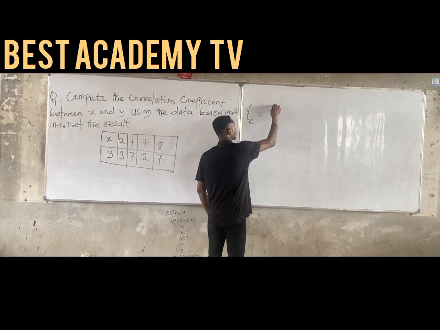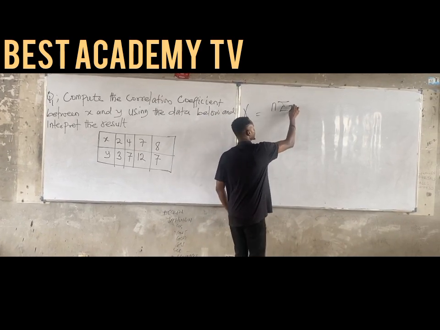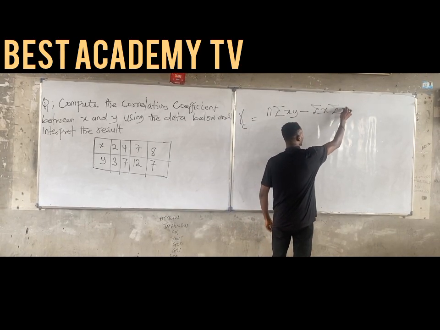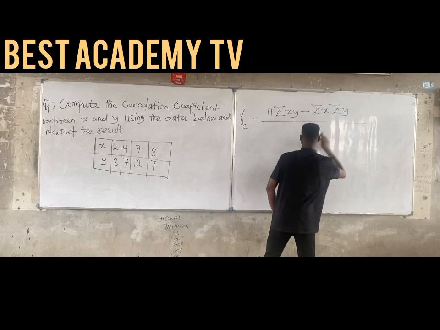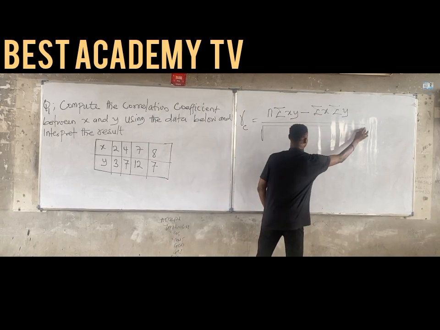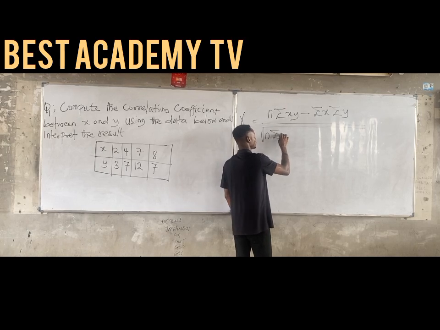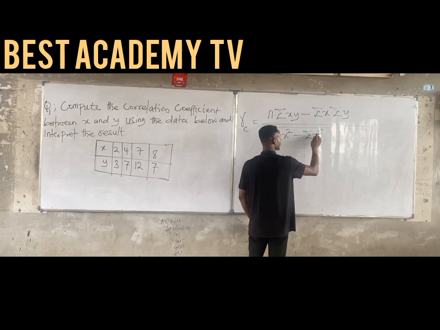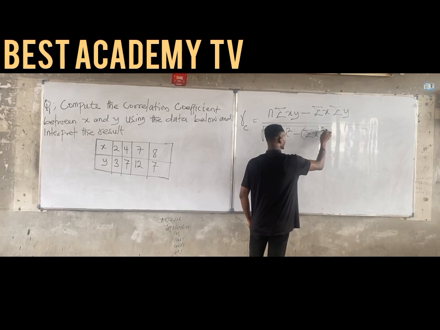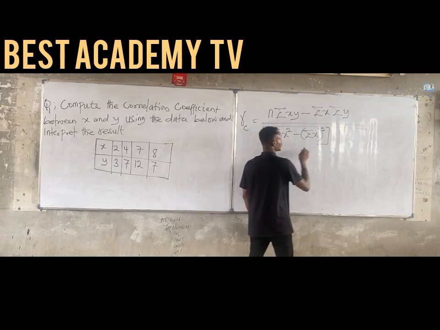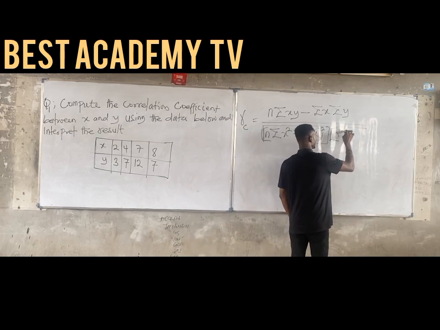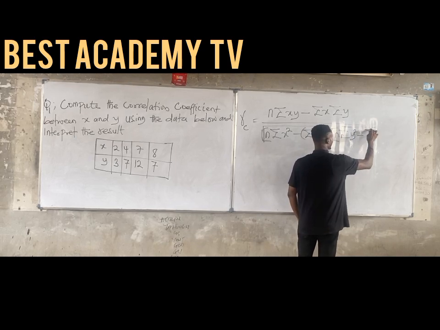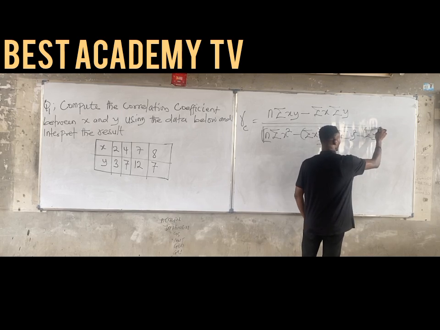Please take note, r will be equal to n sum of xy minus sum of x sum of y, divided by square root of n sum of x squared minus sum of x all squared. Now we move to this: n sum of y squared minus sum of y all squared.